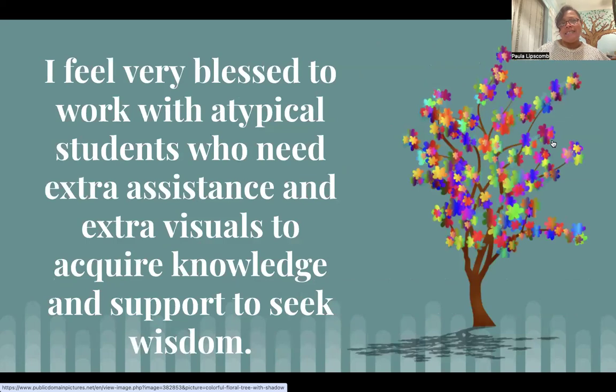I feel very blessed to work with atypical students who need extra assistance, sometimes extra visuals, to acquire knowledge and support to seek wisdom. And I am so grateful for this assignment that helped me to gain a testimony that hands-on activity really helps my students to learn, helps them to get out of the comfort zone and enjoy each task on the curriculum that I need to teach them.